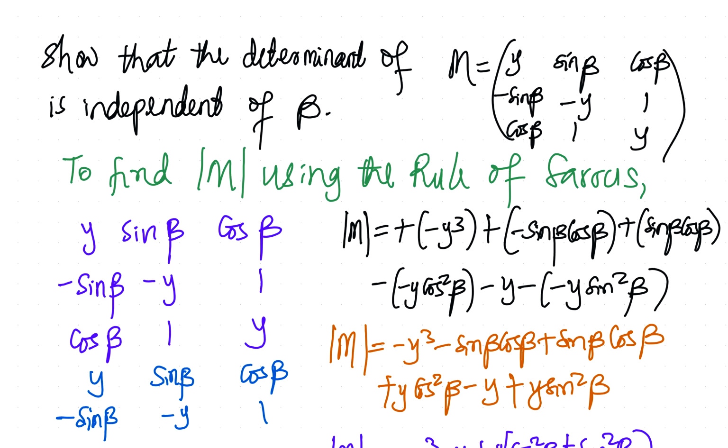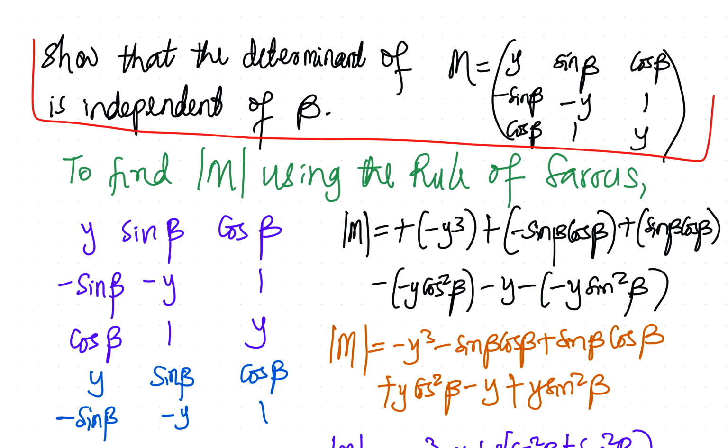Today we have a very interesting question. We want to show that the determinant of this matrix M, with rows y, sine beta, cos beta; minus sine beta, minus y, 1; cos beta, 1, y, is independent of beta. That means that by the time you find the determinant, beta will not be part of the result. That's all the question is asking us to do. So what do we do? Just do your normal determinants. You know how to do determinants normally.